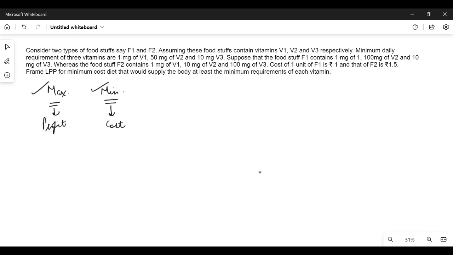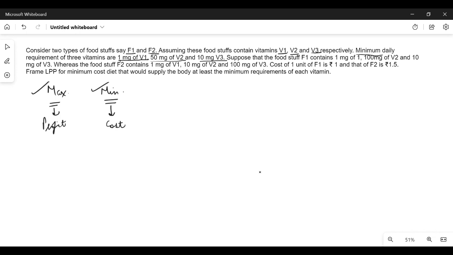So let's read the question. Consider two types of foodstuffs, F1 and F2. Assuming these foodstuffs contain vitamins V1, V2 and V3 respectively. Minimum daily requirement. Now the term here is minimum, right? Minimum means that at least we have to take this much quantity of vitamins, and the quantity can be more than this. This is the at least minimum figure.